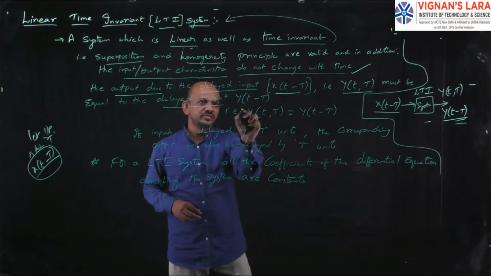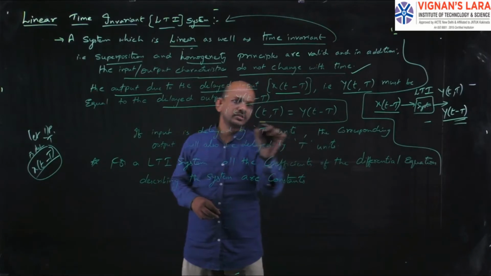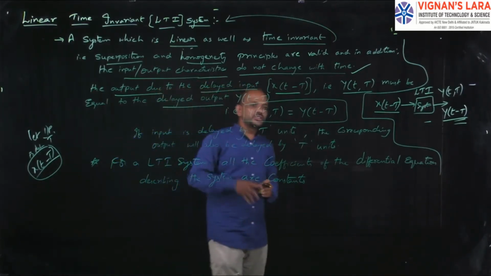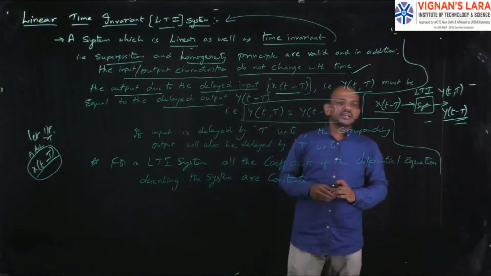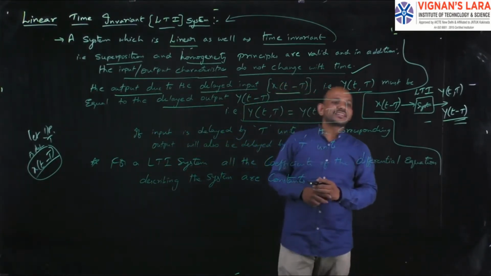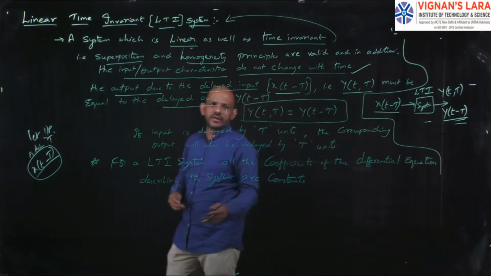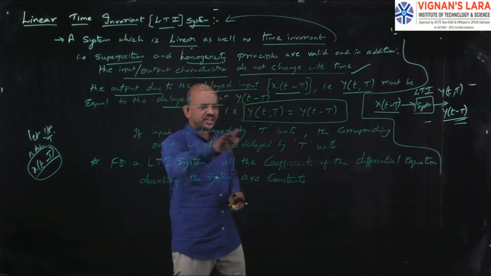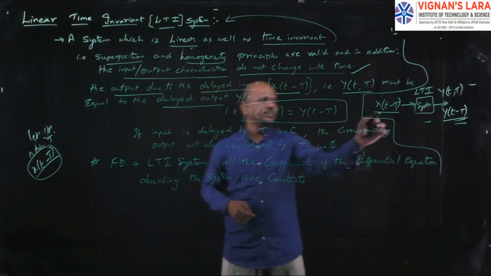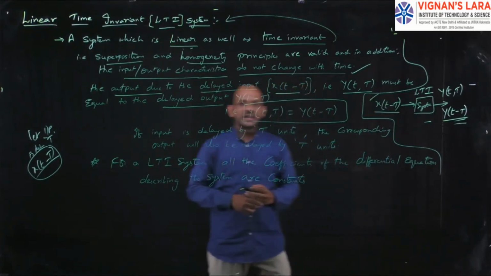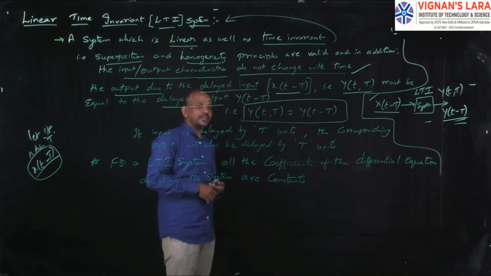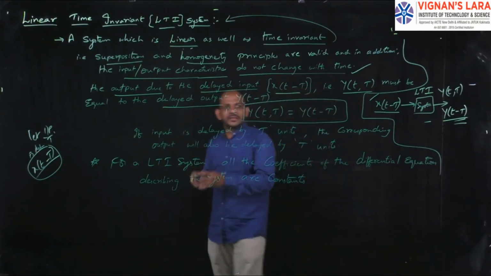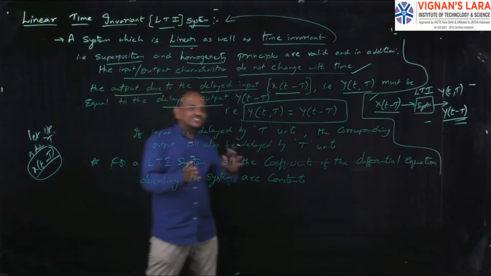So the condition is this one. This is a very, very important one. Here, y of small t comma capital T is the output due to the delayed input, and y of t minus capital T is the delayed output. If both are equal, then I can say it is an LTI system. That is, if the input is delayed by T units, the corresponding output will also be delayed by capital T units. If there is a delay of capital T seconds at the input side, then the output will also be delayed by the same capital T seconds.